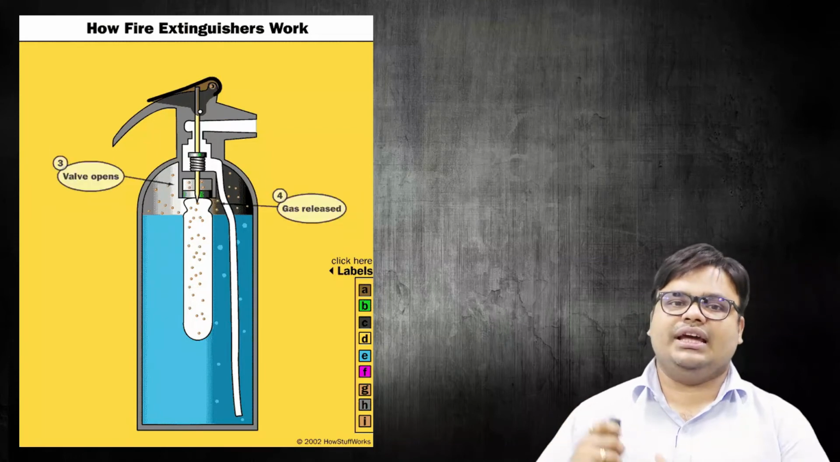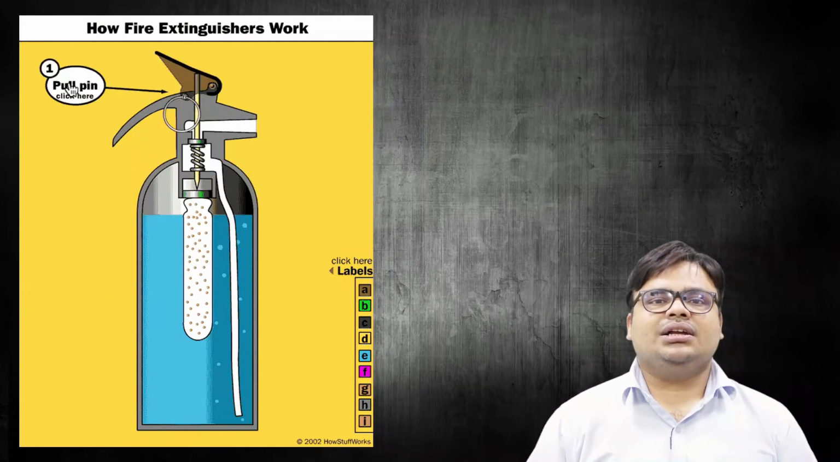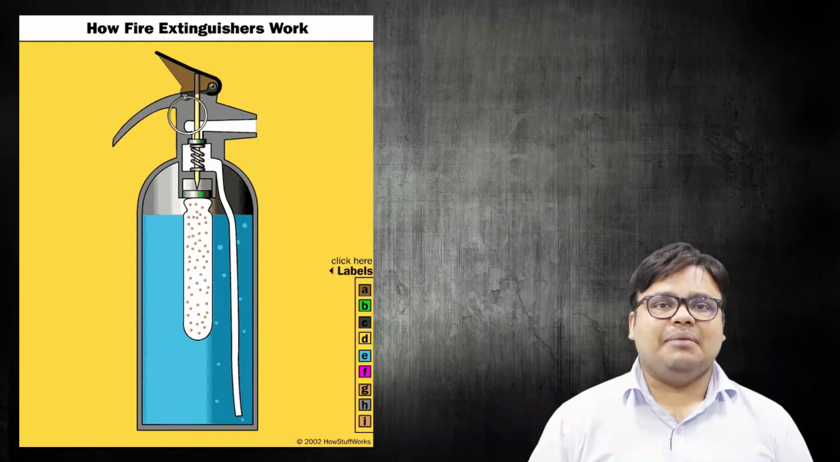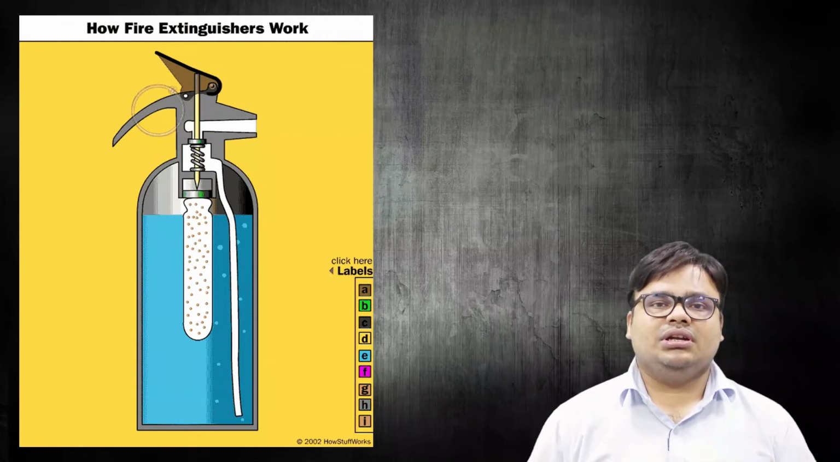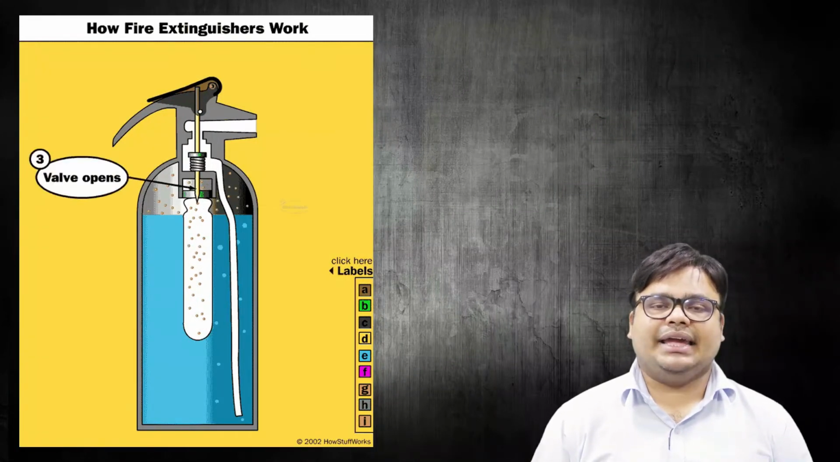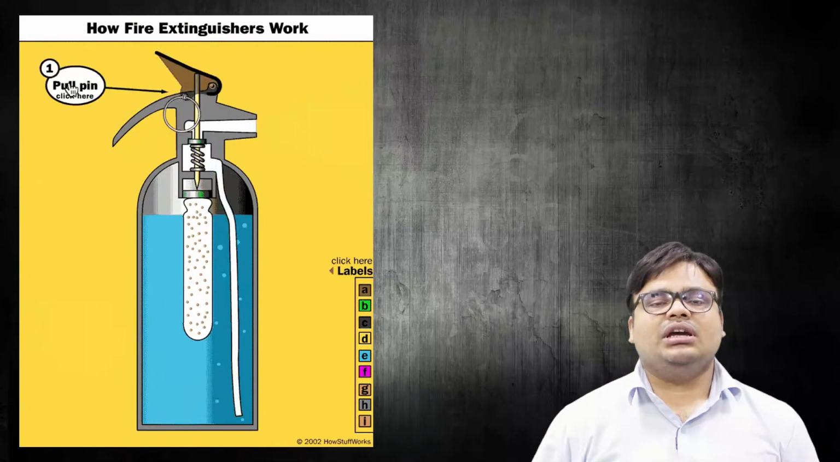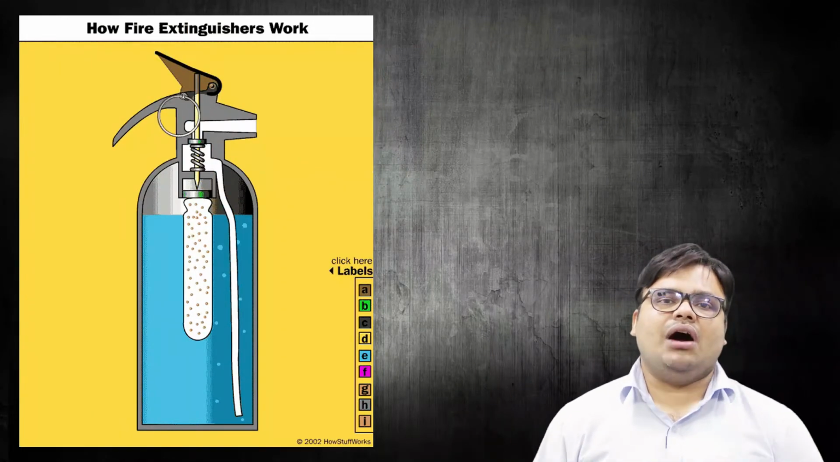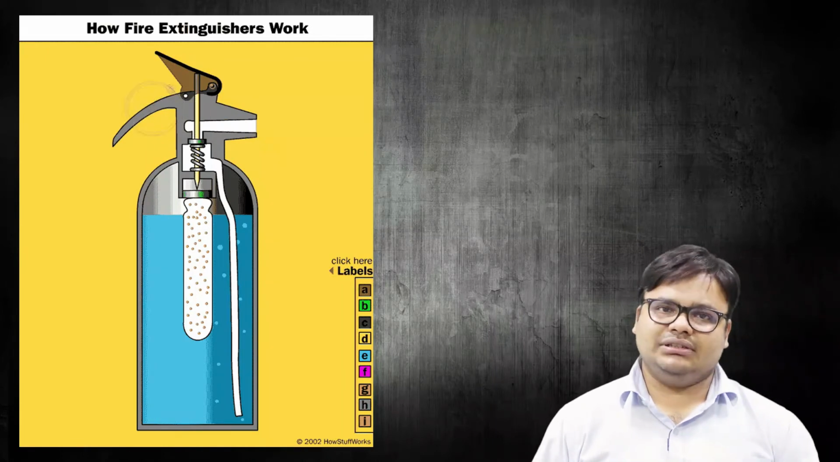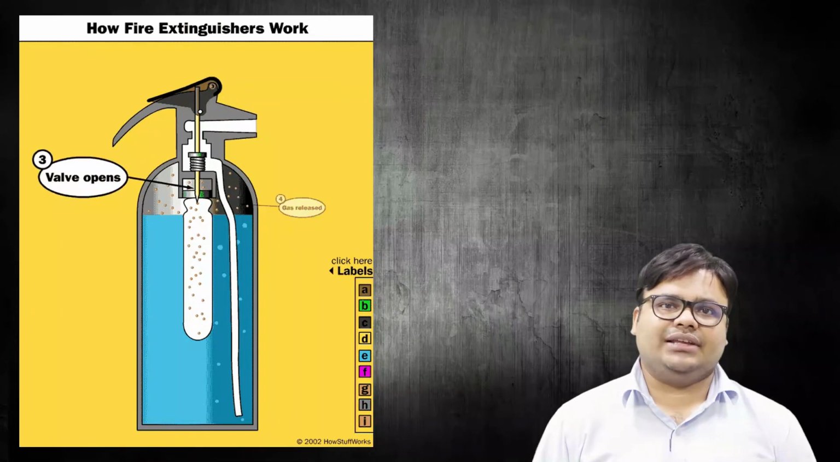as you can see over here, once you push the trigger, it will puncture the particular area, from which the high pressure air will come out, and whatever the content is there, it may be water, it may be dry chemical, it may be foam, through a siphon tube, as you can see, it will push out all of that material outside within fractions of a second. So this is basically the working principle of a fire extinguisher.